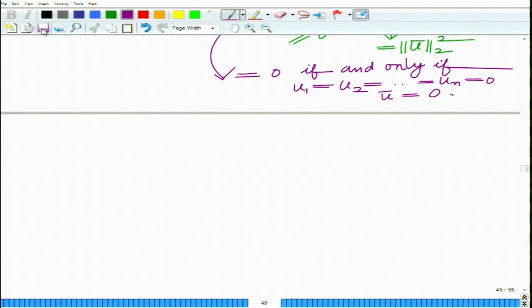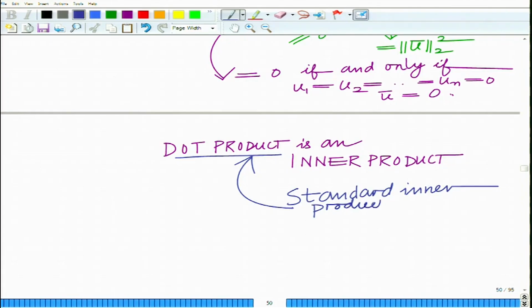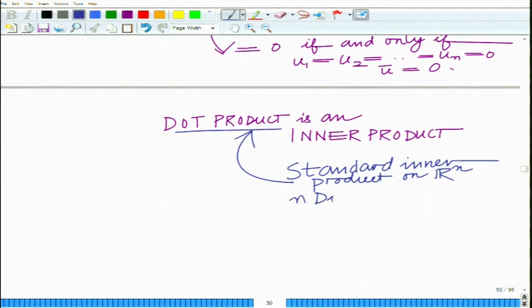And therefore, the standard dot product is an inner product, and in fact this is also termed the standard inner product on Rn, that is, the Euclidean n space or the n dimensional space of real vectors. The dot product is an inner product.